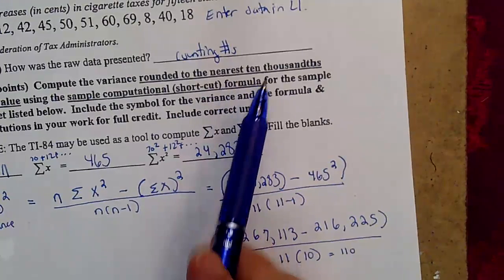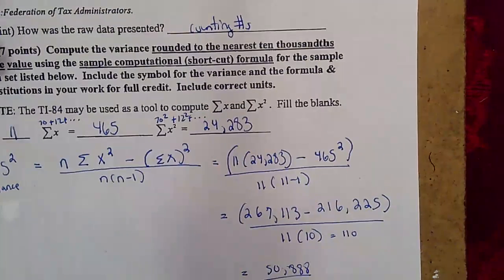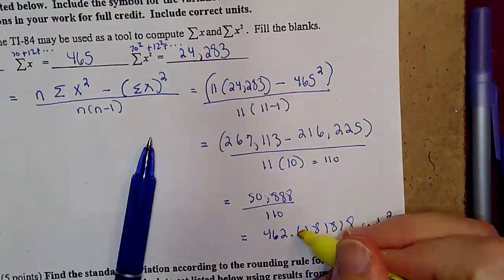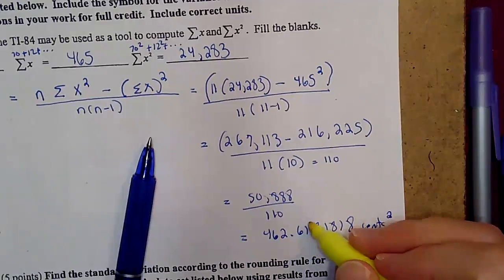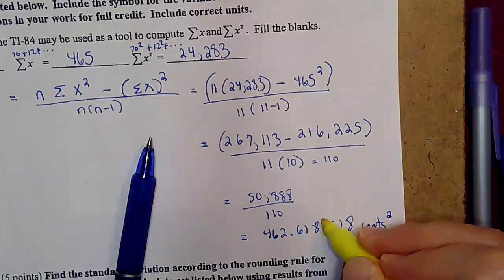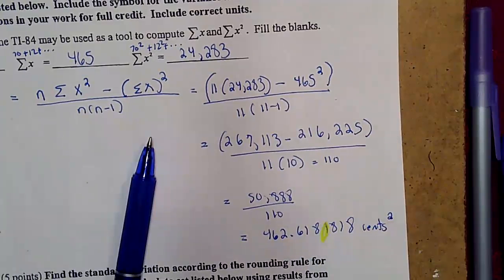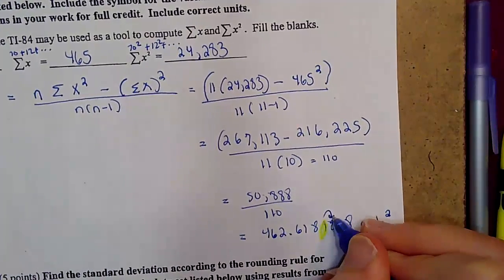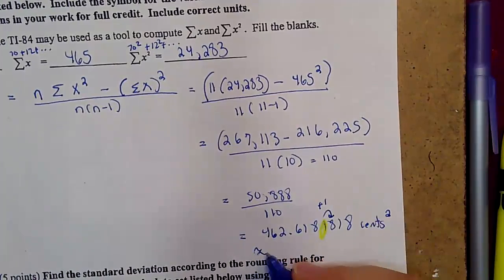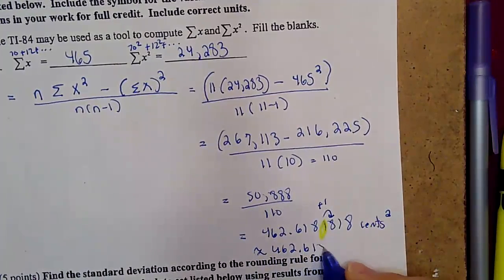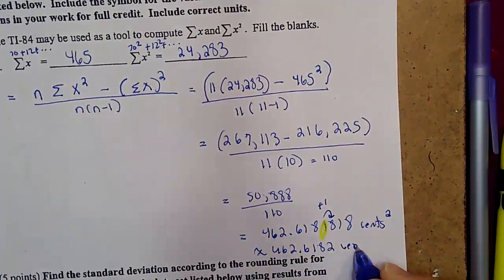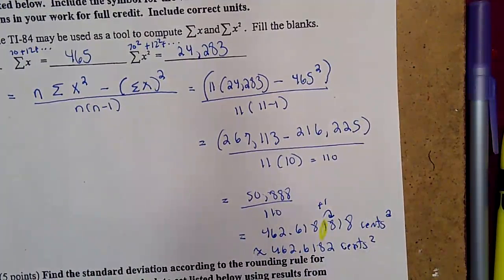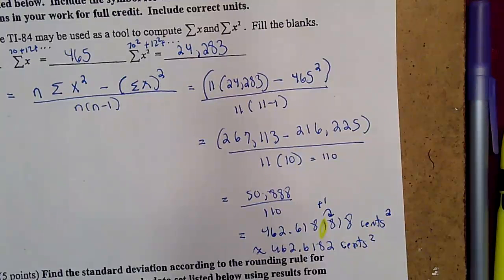So if I follow that, tens, hundreds, thousands, 10,000s, right? And then if I look at the neighbor, is this 5 or more? Yep, it's an 8, so add 1 to it. So it's about 462.6182 cents squared.